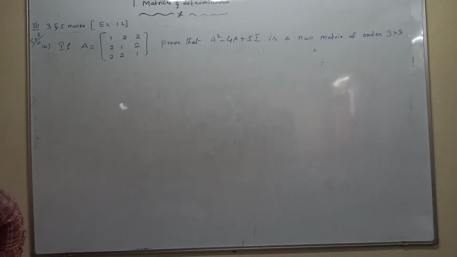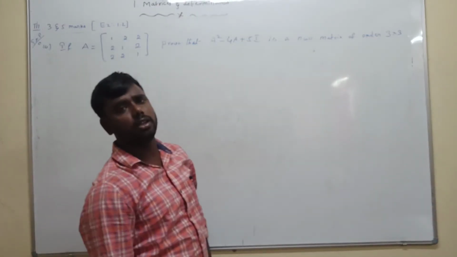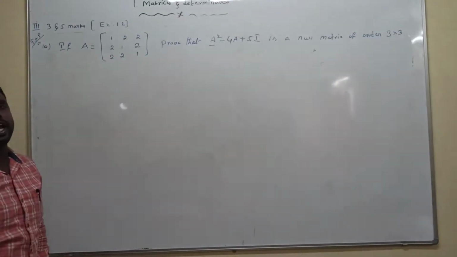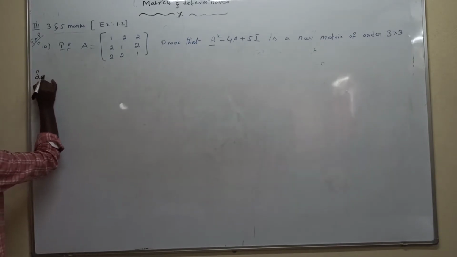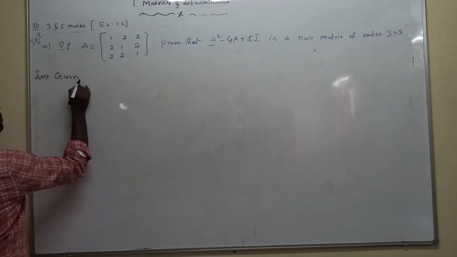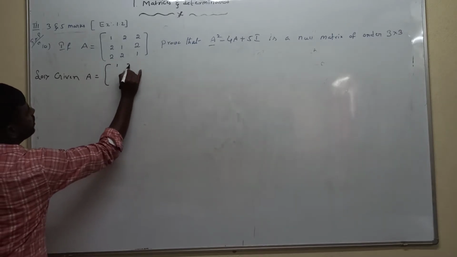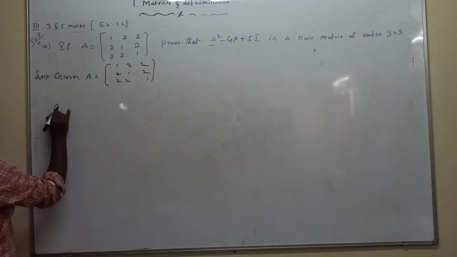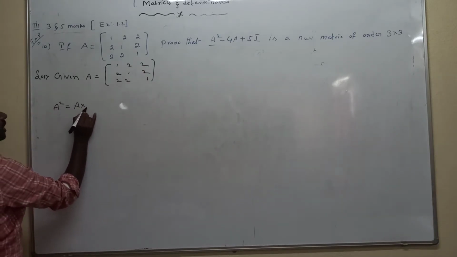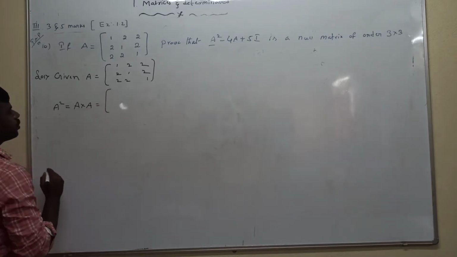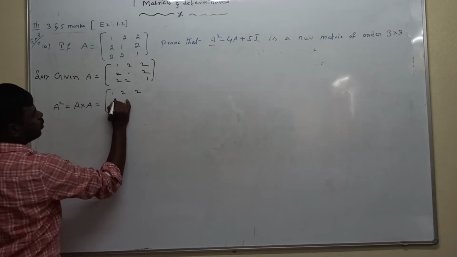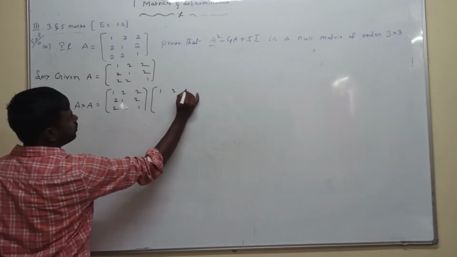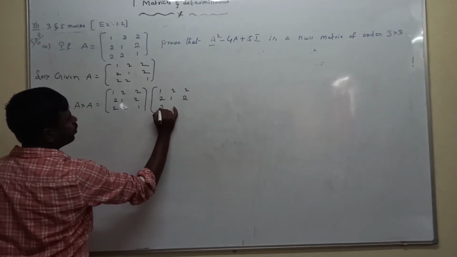Same as before, dear students, take the left hand side condition to prove the null matrix. Here also A square is there, so first we need to calculate A square. Solution: given capital A is equal to [1 2 2; 2 1 2; 2 2 1]. A square can be written as A times A, so we substitute A twice.